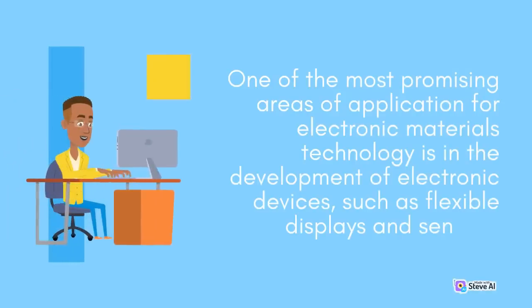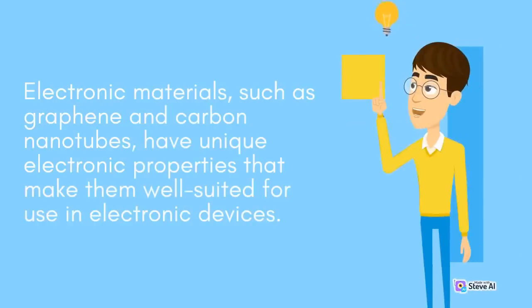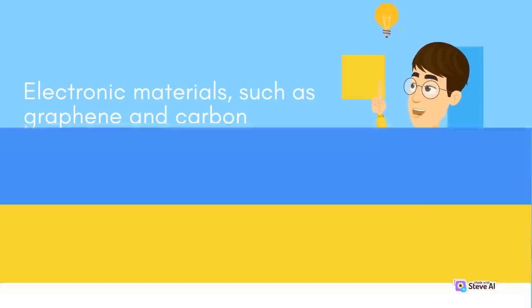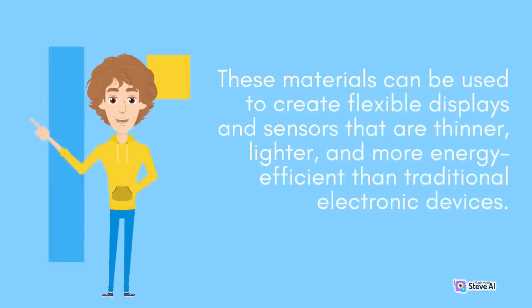One of the most promising areas of application for electronic materials technology is in the development of electronic devices, such as flexible displays and sensors. Electronic materials, such as graphene and carbon nanotubes, have unique electronic properties that make them well suited for use in electronic devices. These materials can be used to create flexible displays and sensors that are thinner, lighter, and more energy efficient than traditional electronic devices.